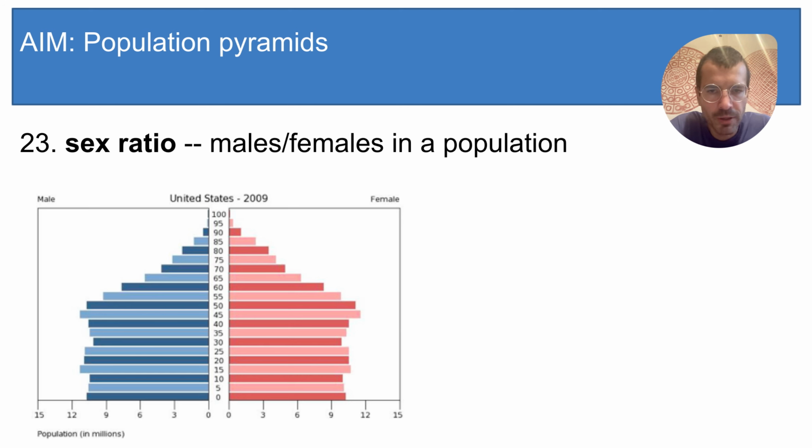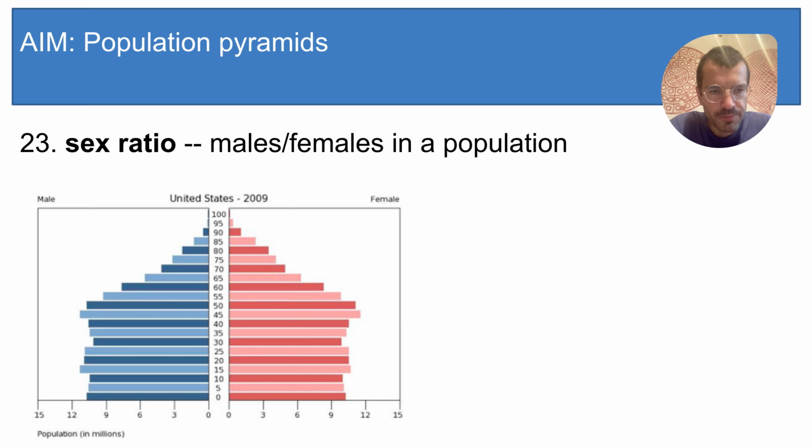Take a look at this pyramid of the United States. Moving up and down the y-axis, we see different age brackets, usually in intervals of 5 years. And on the x-axis, we see the total number of people in the population that are in each bracket. But here we have two graphs, one on each side. On the left, we have the total number of males in each age bracket, and on the right, we have the total number of females in each bracket.